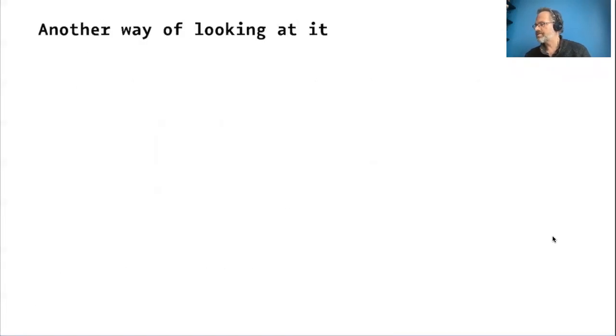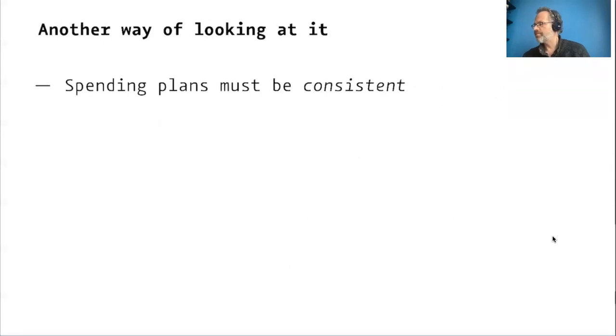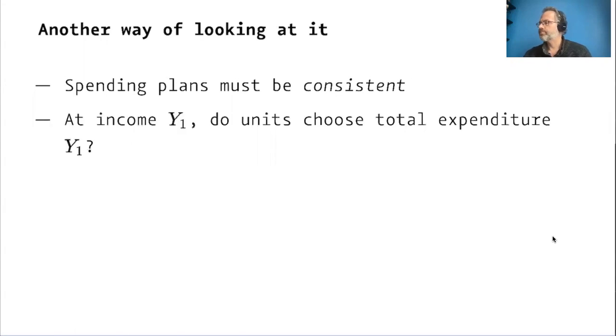So let's come at this another way. Different people's spending plans have to be consistent. The question then becomes, given that people's spending is in some part a function of their income, at a given income, let's say Y1, is the planned or intended total spending of all the units in the economy equal to that same income?